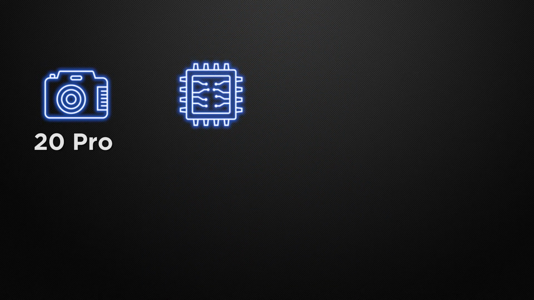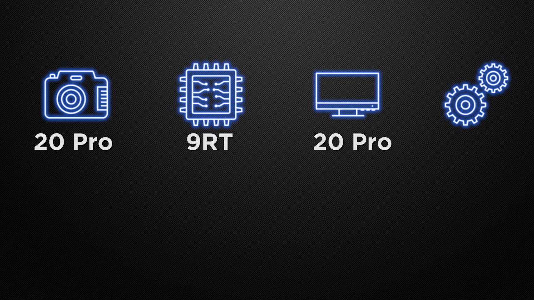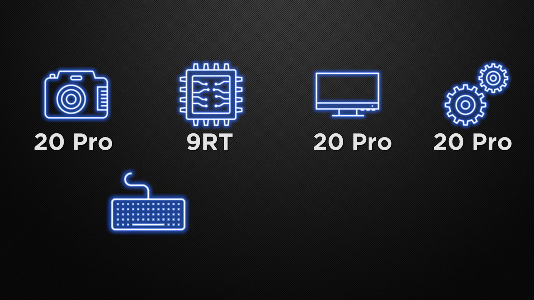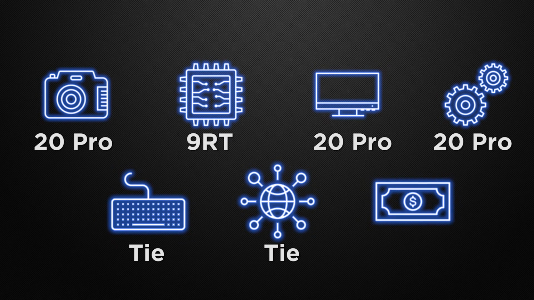In the performance, the winner here is 9RT. In the display, the winner here is 20 Pro. In the body segment, the winner here is 20 Pro. In the features of the device, it's a tie. In the communication chips, it's a tie. And about the prices, the winner here is 20 Pro. So the decision is totally yours.